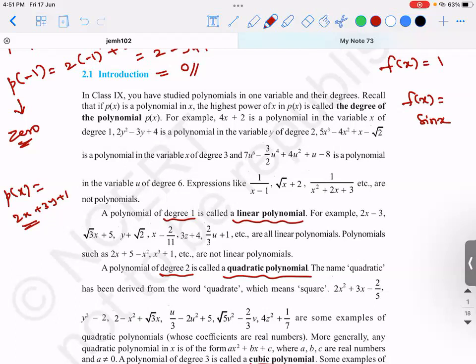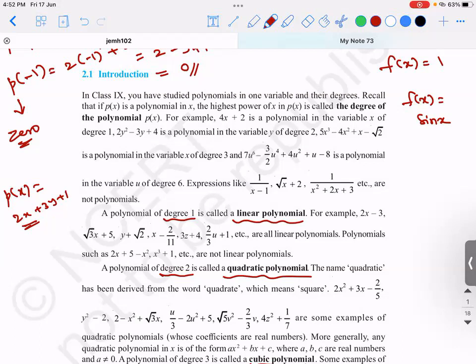We need to understand which expressions are not polynomials also. So let's read the statements. If I write 4x plus 2, I can call it a polynomial in variable x. If I write 2x square minus 3y plus 4, I can call it a polynomial in variable y of degree 2. Similarly, if I have 5x cube minus 4x square plus x minus root 2, then that is also a polynomial of degree 3.